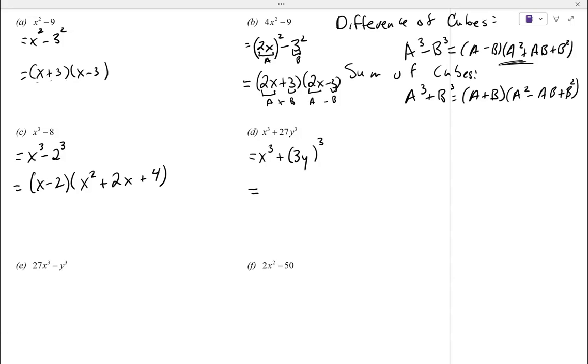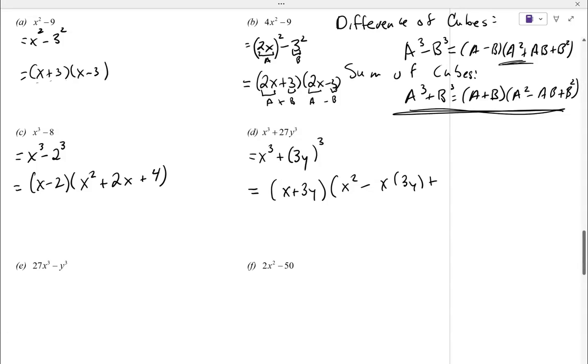So what's playing the role of A? The x. What's playing the role of the B? The 3y. So how do we write using this formula now, how do we write it? Good. Maybe x times 3y and then plus, what's the last part? It'd be 3y, the whole thing squared, right?